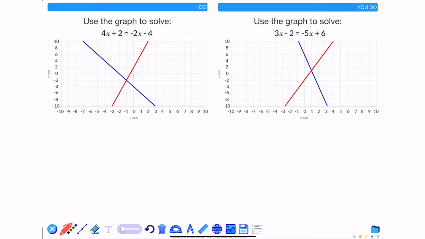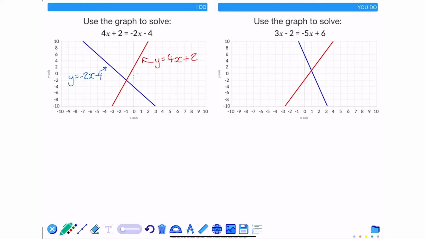In this video, we're going to be taking a look at how we can solve equations graphically. With the example on the left-hand side, I've already drawn two straight lines. The one in red is y is equal to 4x add 2. The one in blue is y is equal to negative 2x minus 4.